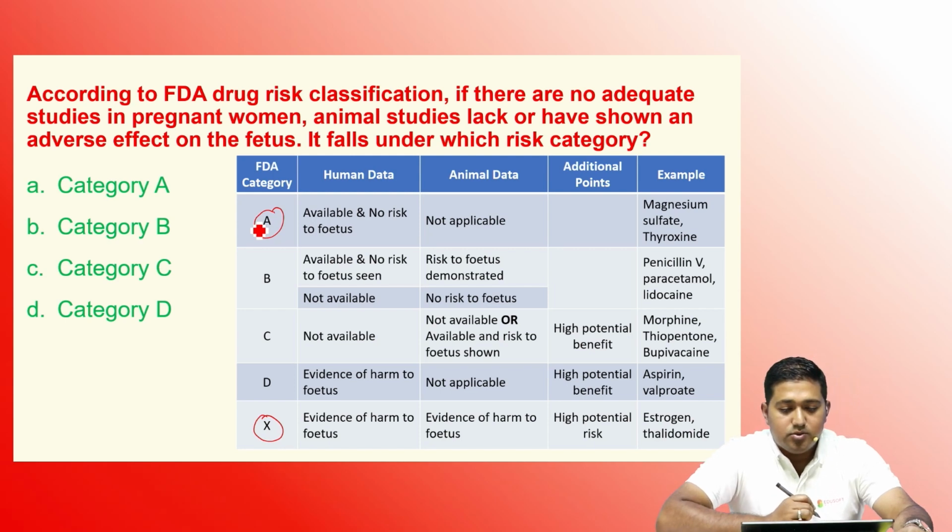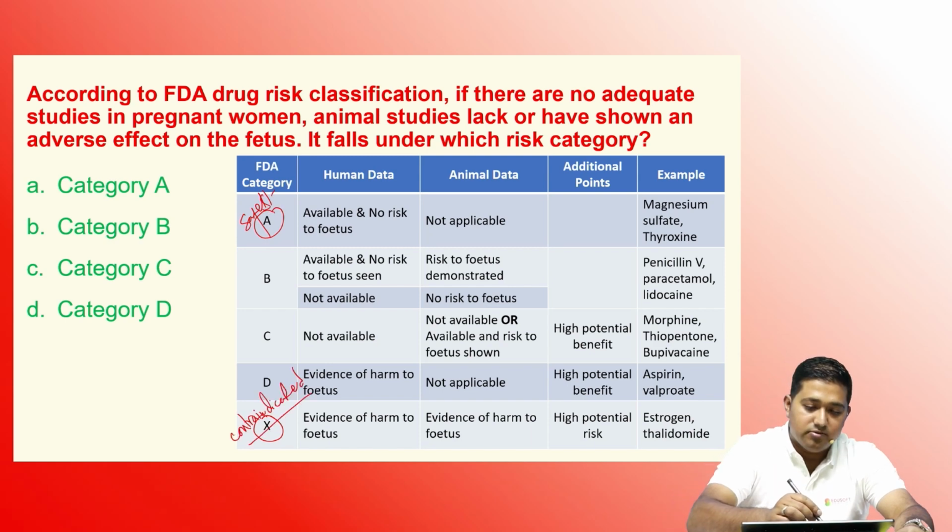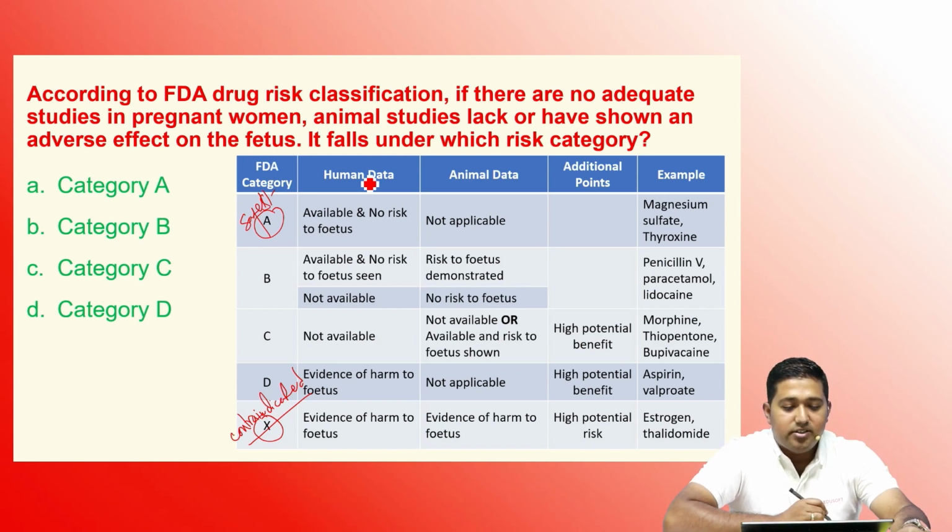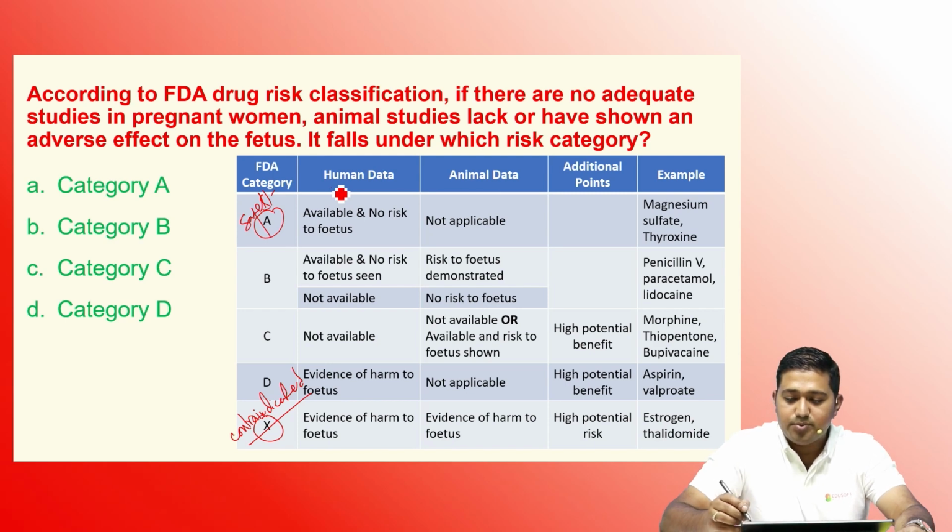So what are the bases of this classification? There are 2 main bases. One is the available human data, and the other is the available animal data. If you talk about category A drugs, we already have data available from human studies, and they show that there is no risk to the fetus. Once this data is available, you don't want to wait for the animal data, so you can give it safely to those patients. Some examples would be magnesium sulfate and thyroxine.